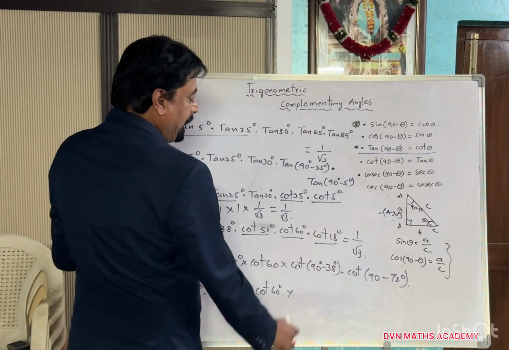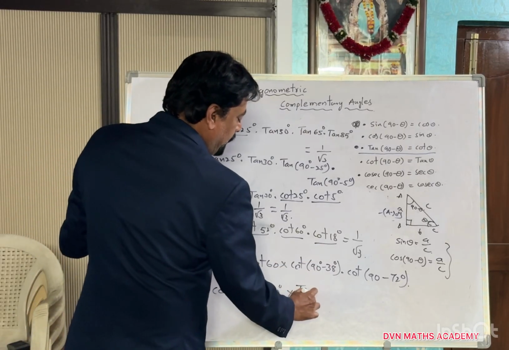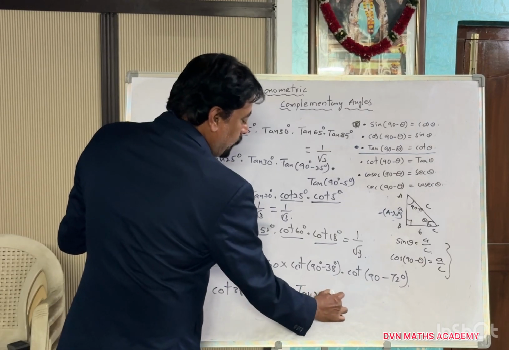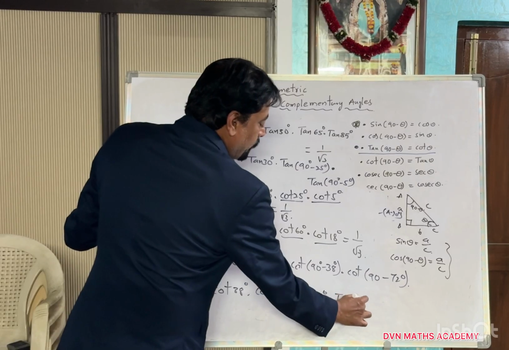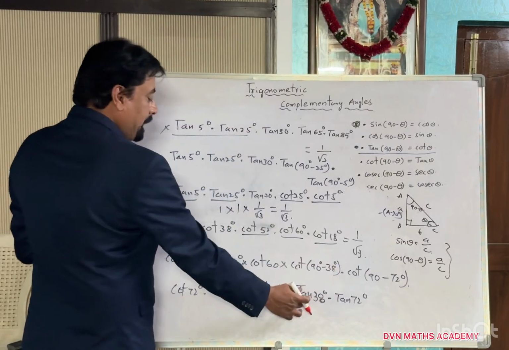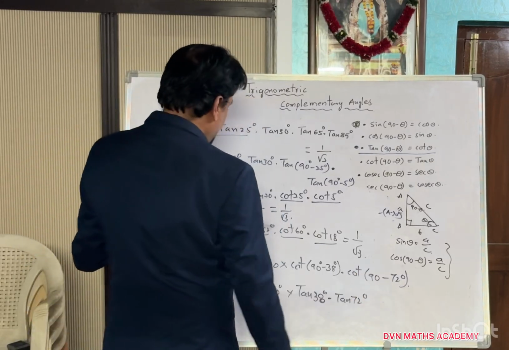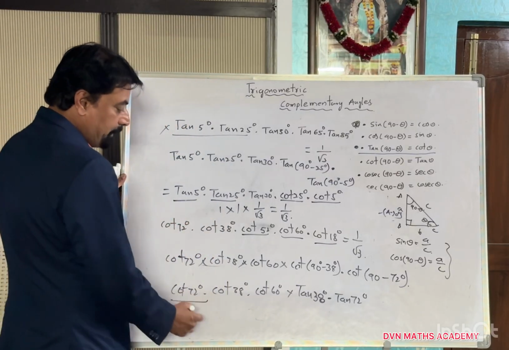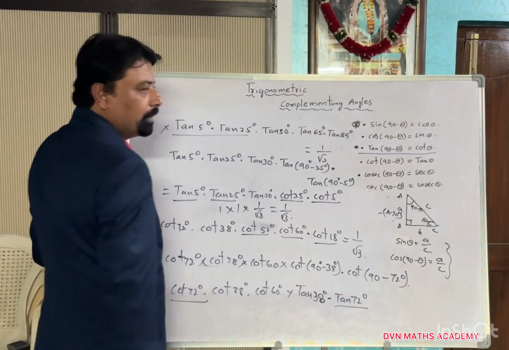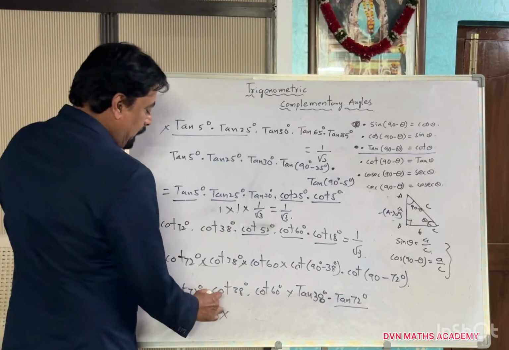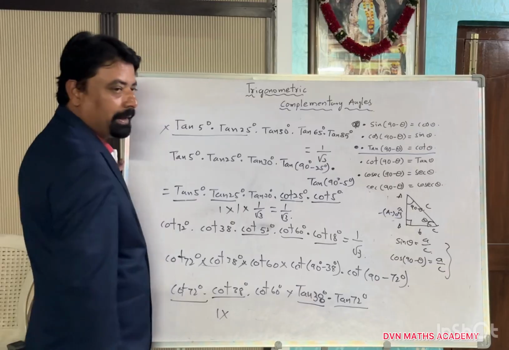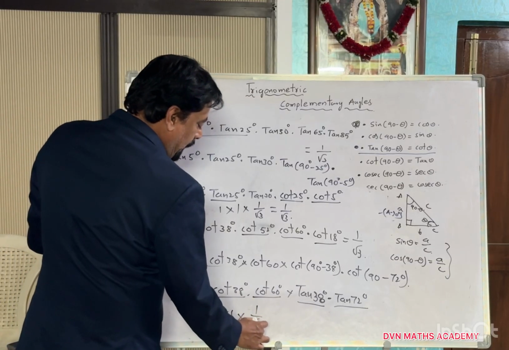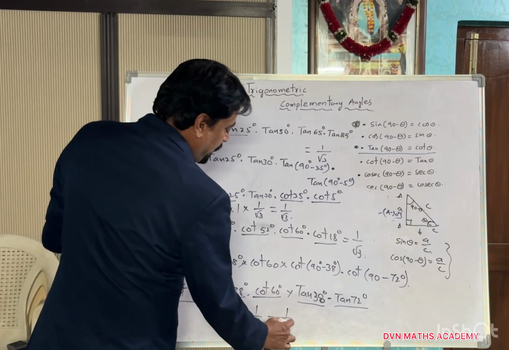Now cot 90 minus theta is tan theta, so we get tan 38 degrees and tan 72 degrees. Here cot 90 minus theta is tan theta. Before, I wrote the question wrong, this will be 72 degrees. Now cot 72 into tan 72, both are reciprocals, so it will be 1. And cot 38 into tan 38, both are reciprocals of each other, this is also 1. Cot 60 is 1 by root 3. Again, the product of these terms is 1 by root 3.